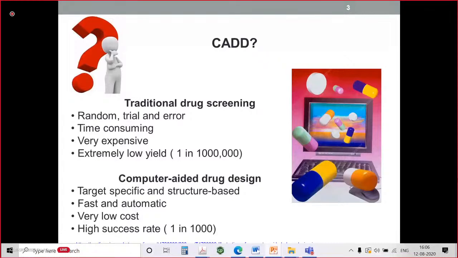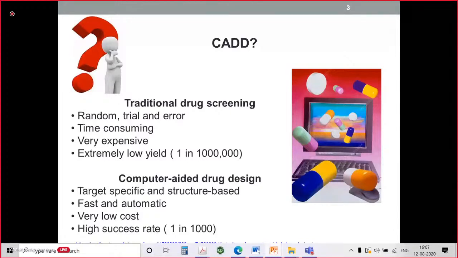Also, it is very time consuming and very expensive, because a lot of effort is put into the screening, synthesis, modification, and thereafter preclinical and clinical studies. And that's how it becomes low yielding. Somehow, 1 in a million molecules can reach the market as a drug.